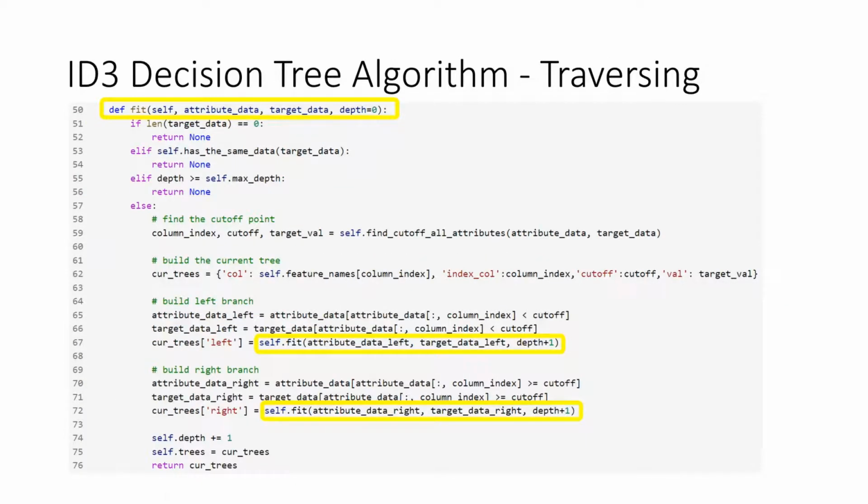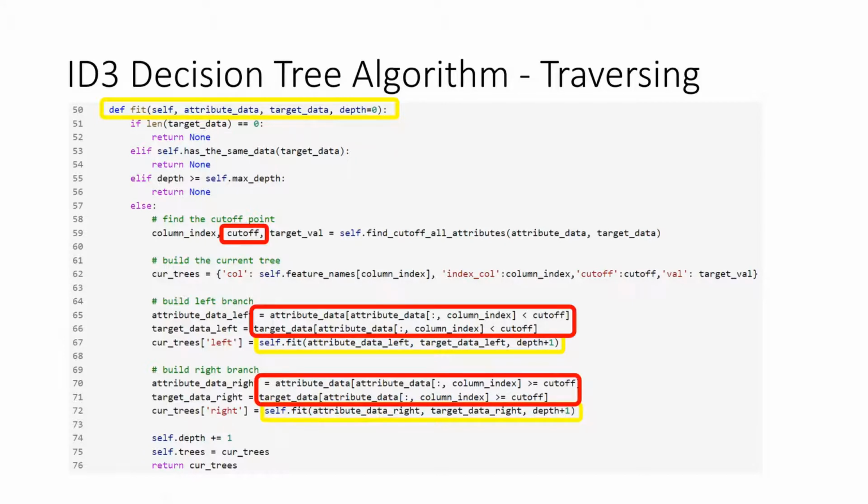Let's move on to the second key point, traversing to build a tree model. This is done in the fit function. The fit function calls itself, recursing. The best cutoff value is found for the given attribute data. The left attribute data are those less than the cutoff value. The rest is the right attribute data. These left and right data are used as inputs to the fit function again for recursing.